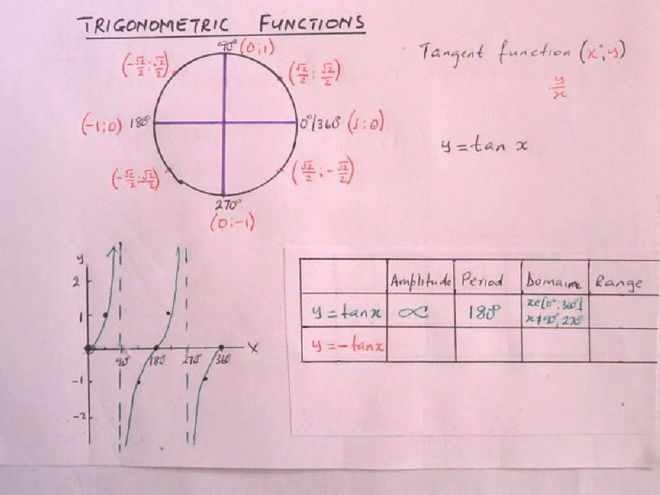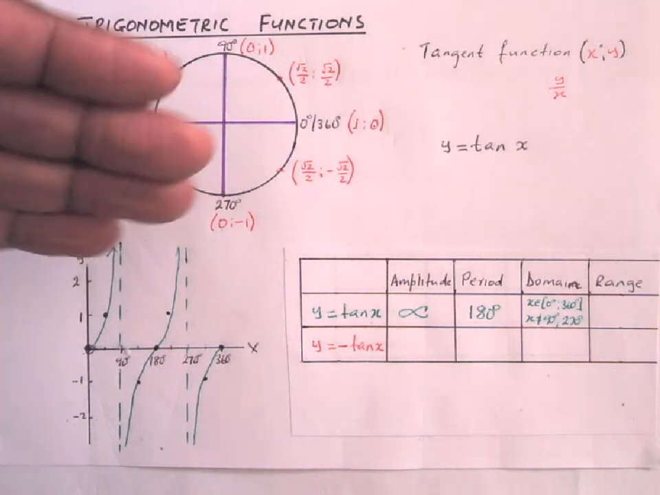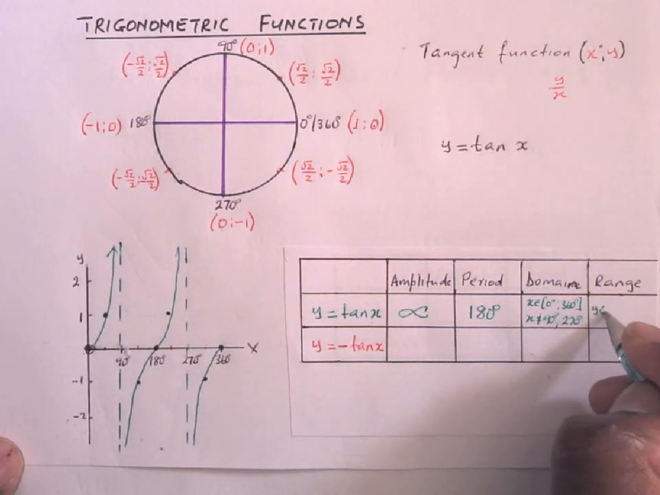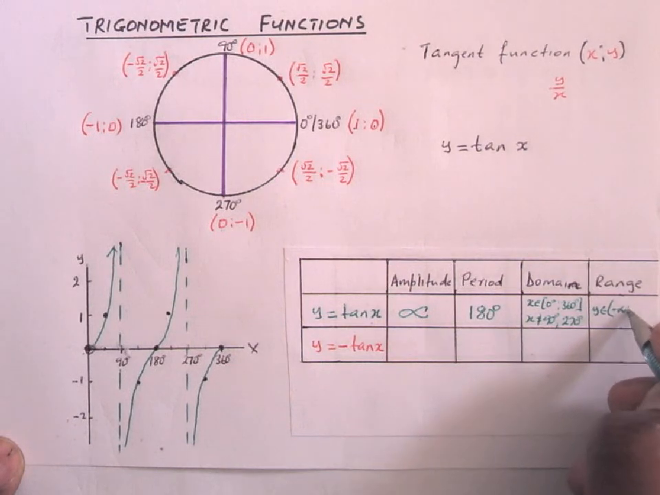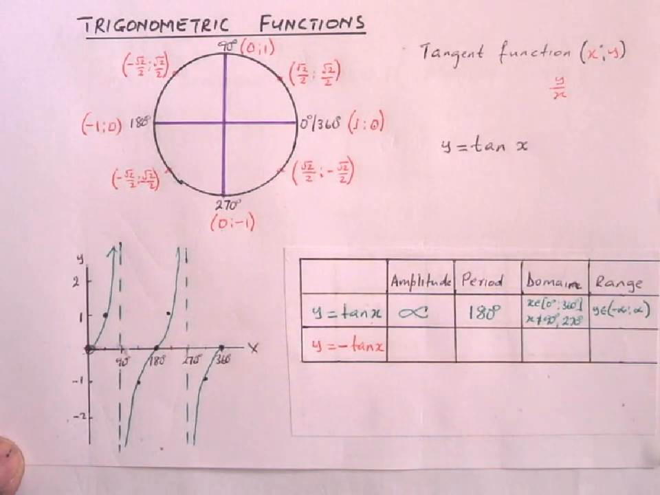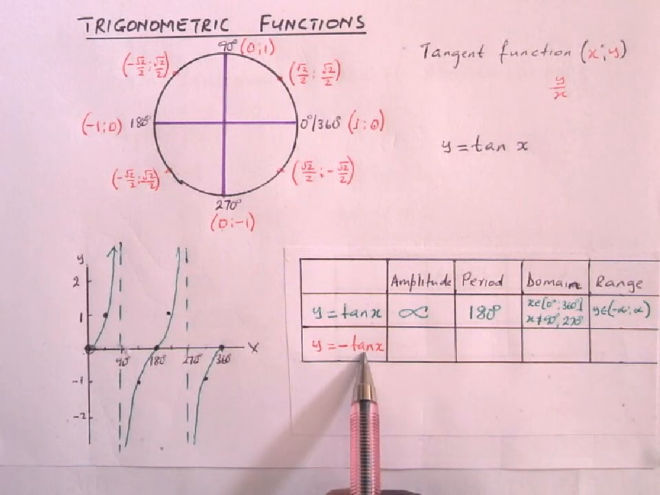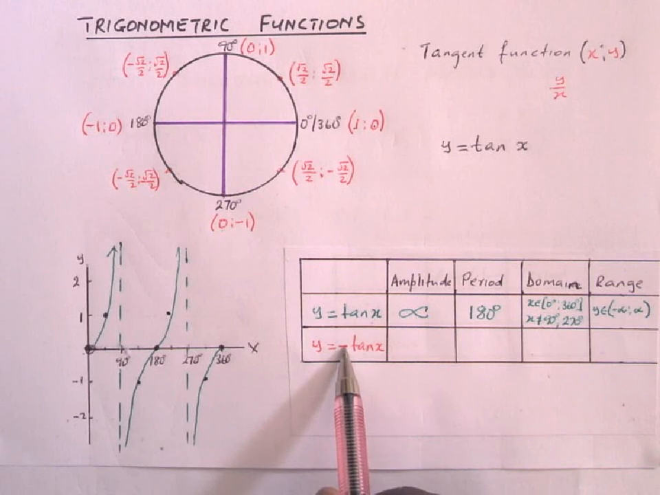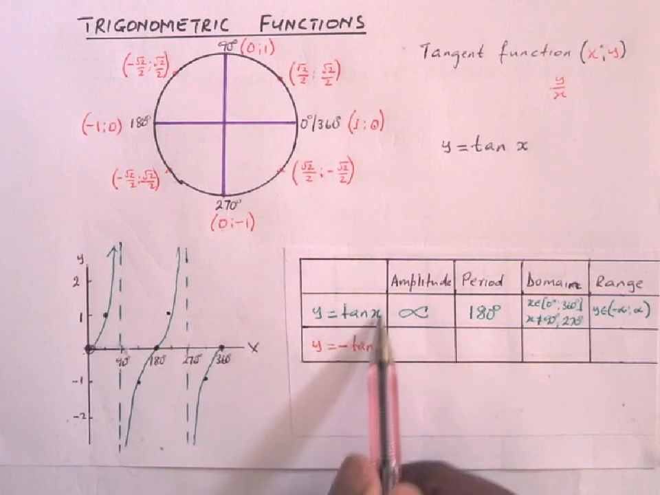What about the range? The range is what y value is this graph taking. It's going all the way to infinite, even downwards to infinite. So the range is that y is an element of negative infinity to positive infinite. Let's look now at this graph here we have to draw. What does this mean? If that's the tan graph, what does the negative sign in front of the tan graph mean?